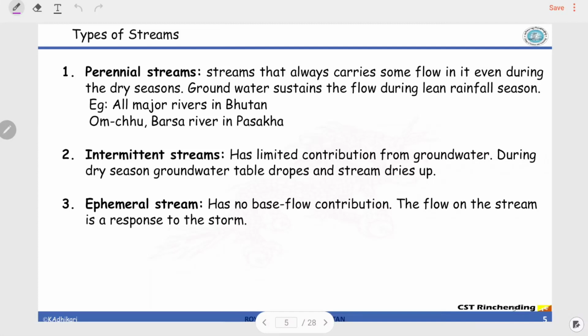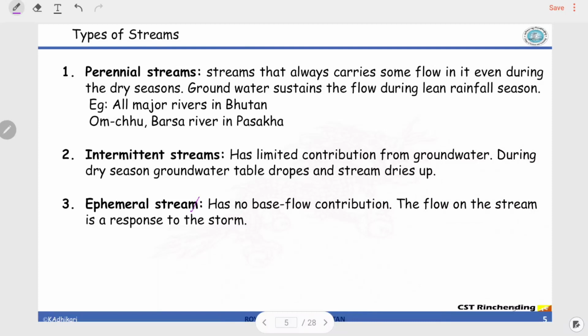And there are ephemeral streams, which have no contribution from the base flow, which means if there is rainfall, there will be a stream. If there is no rainfall, the stream will dry up. In southern Bhutan it is very common. If you move from Galifu towards Bhur, you will have plenty of these streams. If there is rainfall, there will be water in this channel. If there is no rainfall, the water immediately dries up.